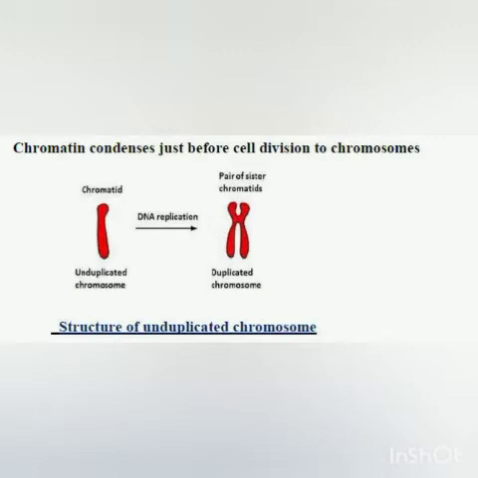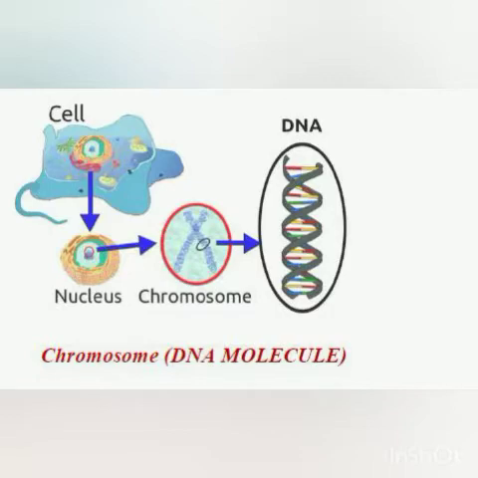Now actually what is a chromosome? Chromosome is nothing but DNA, that is deoxyribonucleic acid. Again you can see this figure, that is the chromosome DNA molecule. Here you can see the cell, and in the cell the nucleus is present, and in the nucleus chromosomes are present. Now I am talking about the unduplicated chromosome in the undividing cell. This unduplicated chromosome is nothing but DNA. You can see here in the picture also that this is DNA. So chromosome is nothing but DNA.